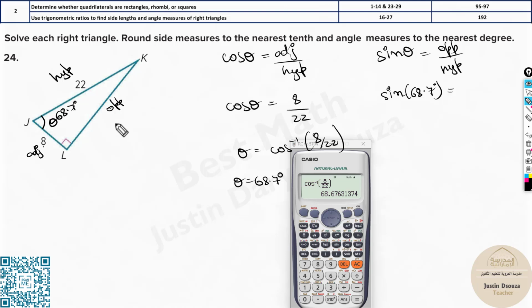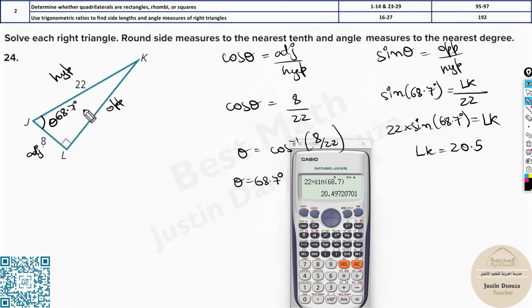And what is the opposite side? Opposite side is unknown. That is what we need to find, LK, divided by hypotenuse, which is 22. So now 22 to the other side will be 22 times sine 68.7 degrees. That is equal to LK or KL. Just use your calculator over here. 22 times sine 68.7, close the bracket. That is equal to 20.499, which makes this 20.5. The answer is LK is equal to 20.5 units.